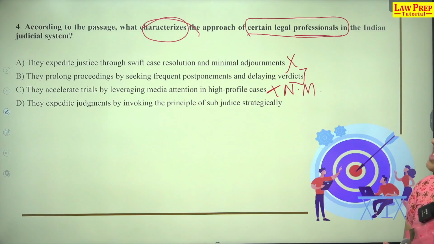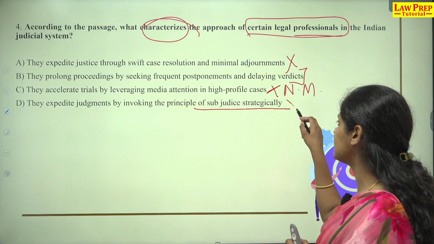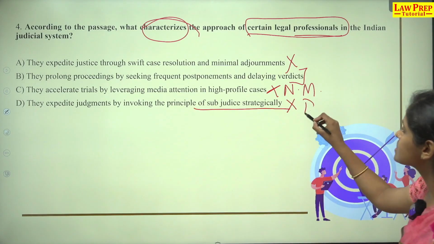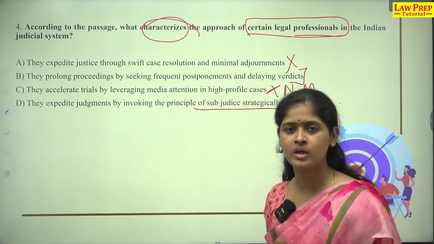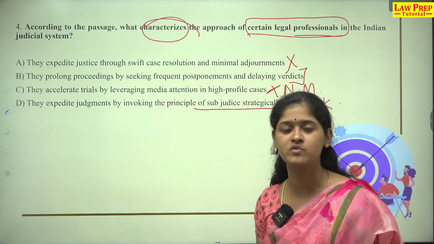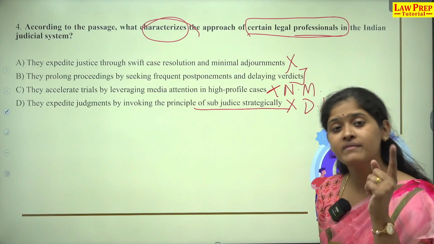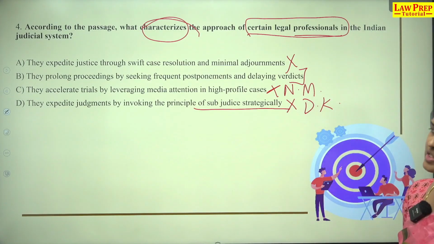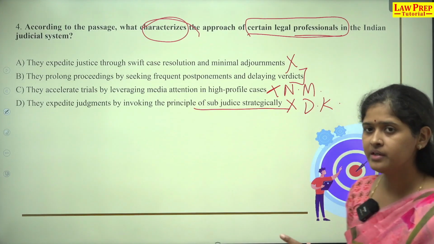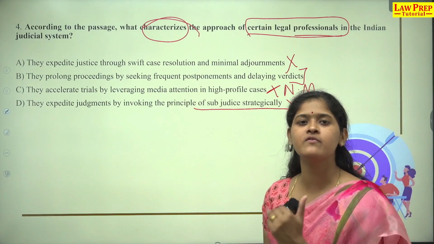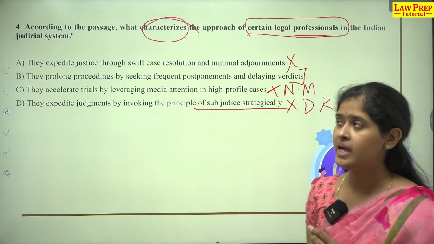They expedite judgments by invoking the principle of sub judice strategically. This is a 'we do not know' option: that the advocates are using this principle of sub judice to their own benefit, to the benefit of the case. We don't know. Some options are framed very well, they are very good, but whether they form the answer to the question or not, we don't know, right?